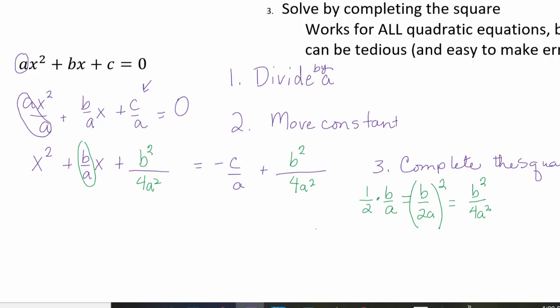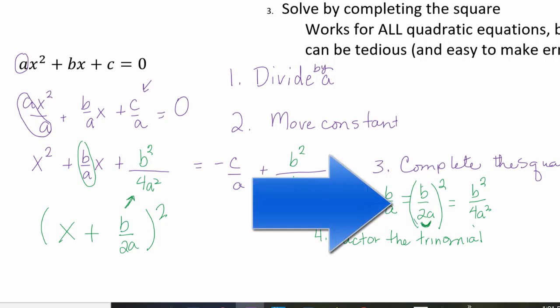Okay, step number 4 now is that we're going to factor the perfect square trinomial that's on the left. Factor the trinomial. Okay, so that's going to be x plus, and then here you're going to put whatever you squared to get this guy, right? So that's b over 2a. All right, just reminding you, that's what we squared. B, see it over here on the right-hand side, okay?